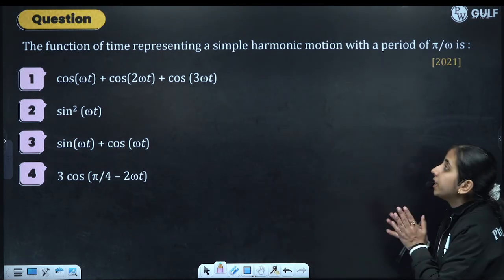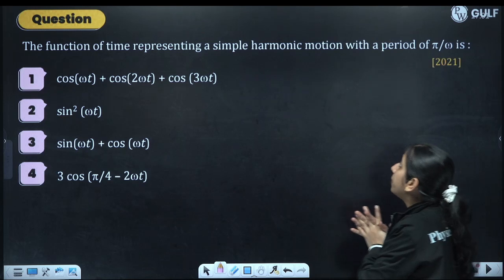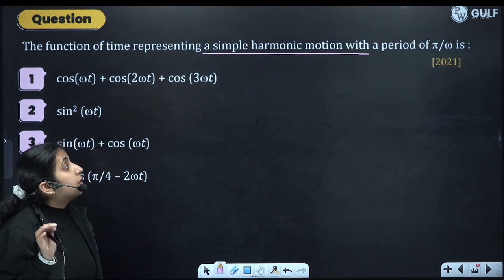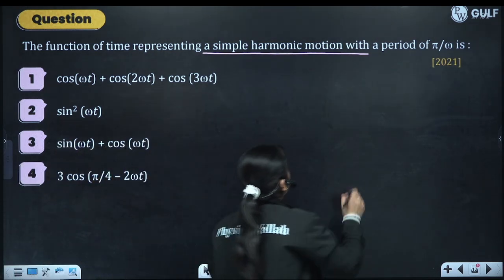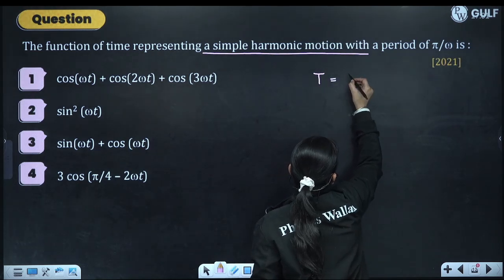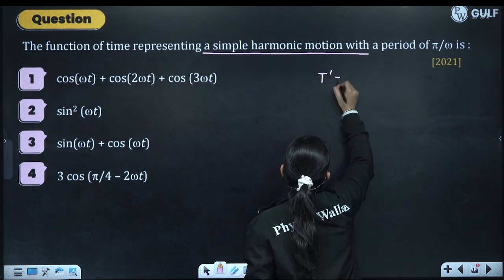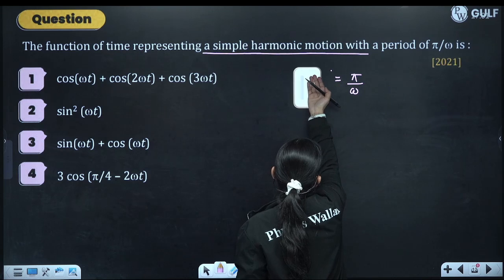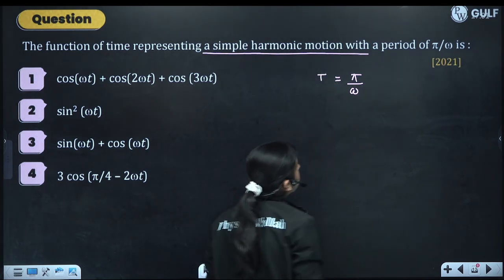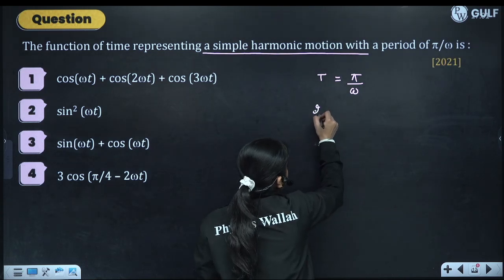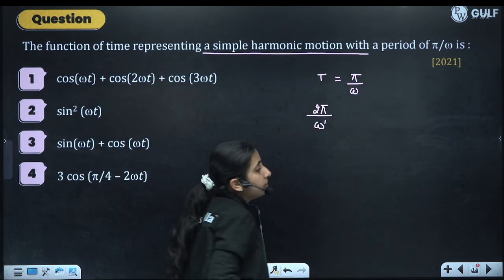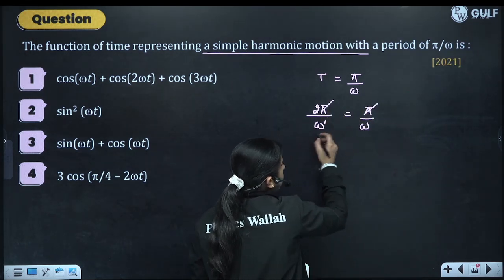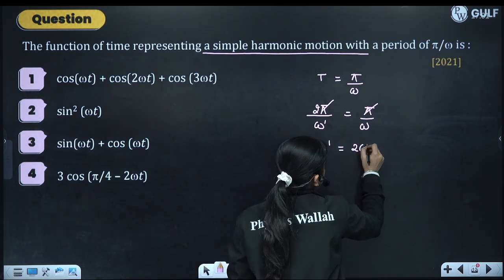See next question. The function of time representing a simple harmonic motion. We have to find a function which is an SHM with a period of pi by omega. So the time period T is given as pi by omega. What is time period? It is 2 pi by omega prime, the angular frequency. That is pi by omega. Pi and pi get cancelled, and omega prime comes as 2 omega.